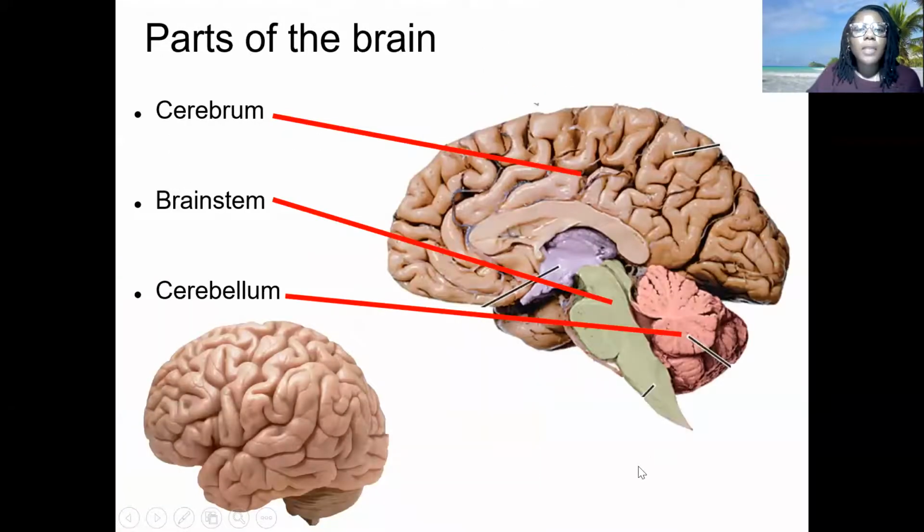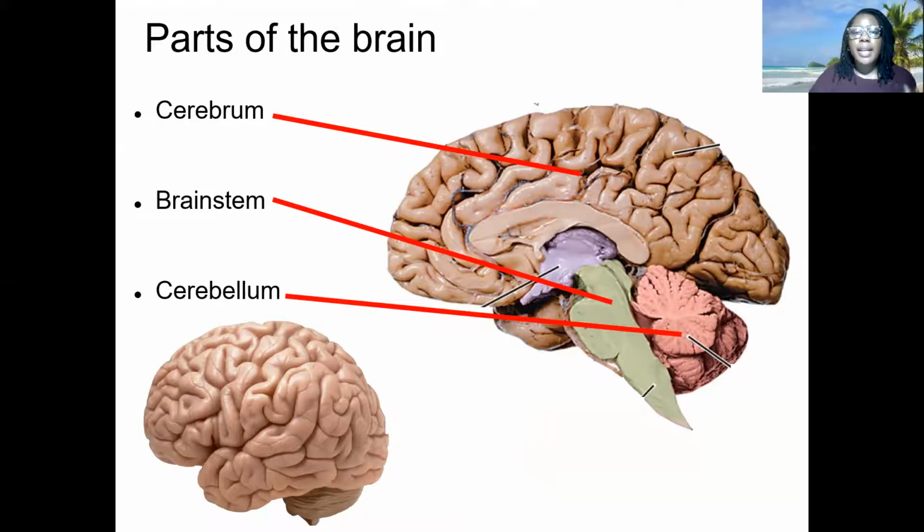Let's move on now to speak about the parts of the brain. So again, when you hold your brain, you're going to see that it separates into two distinct regions, or two hemispheres, we call them. This part of the brain is called the cerebrum. This is the top part of the brain that kind of looks wrinkly.